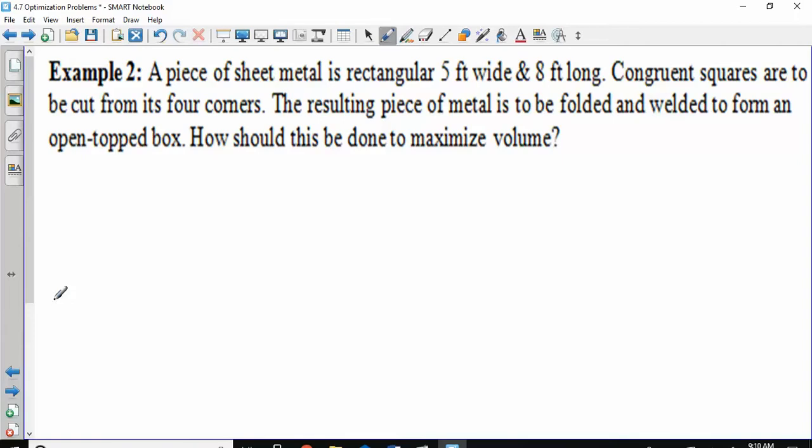Okay. A piece of sheet metal is rectangular, 5 foot wide and 8 foot long. Congruent squares are to be cut from its 4 corners. The resulting piece of metal is to be folded and welded to form an open-topped box. How should this be done to maximize volume? So what should we do?